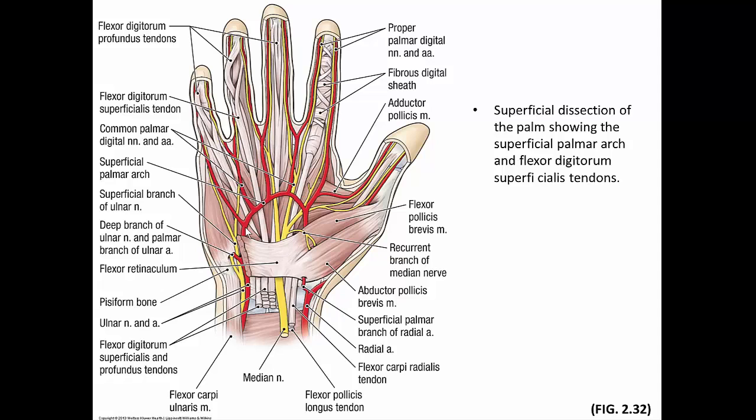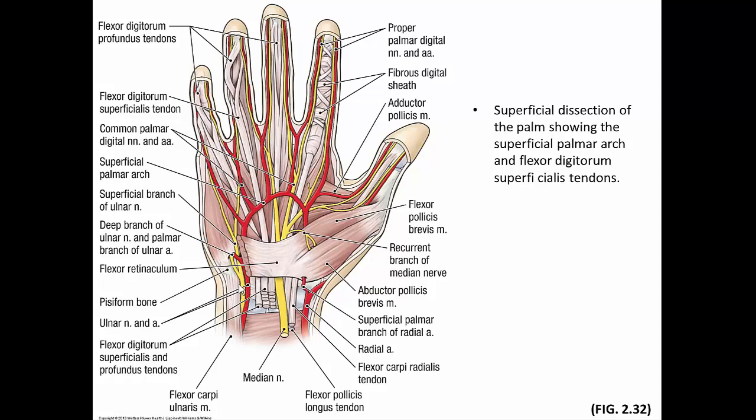Go ahead and use a probe to clean the superficial palmar arch and 3 of these common palmar digital arteries. A little further distally, they're going to divide into 2 proper digital arteries, each one of these. And they'll be supplying, as you can see, the adjacent sides of 2 digits.